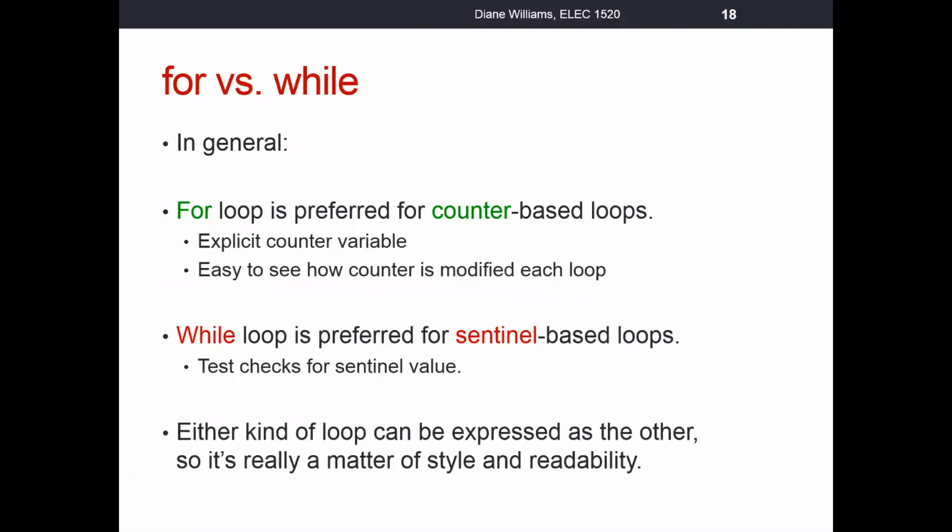Okay. So for versus while. We prefer to use a for loop for a counter-based loop. We have an explicit counter variable, and it's easy to see how the counter is modified each step. A while loop is preferred for sentinel-based loops. A sentinel-based loop is one where we don't know how many times the loop will execute. It's just going to continuously check for a sentinel. We've seen an example of that in the while loop lecture.